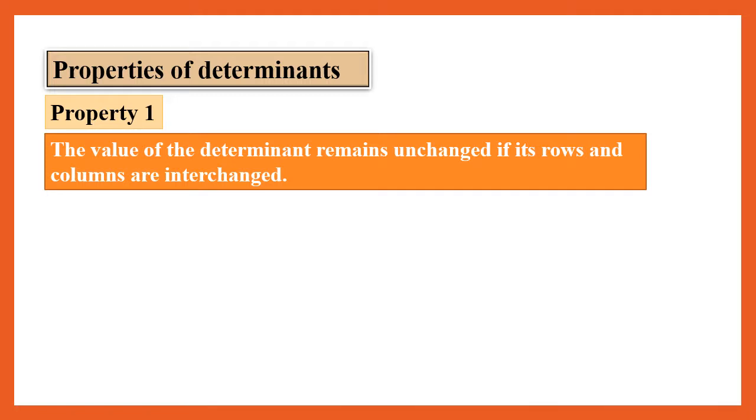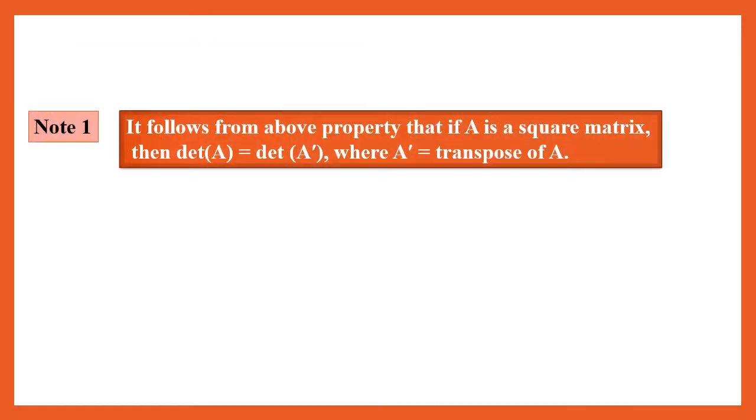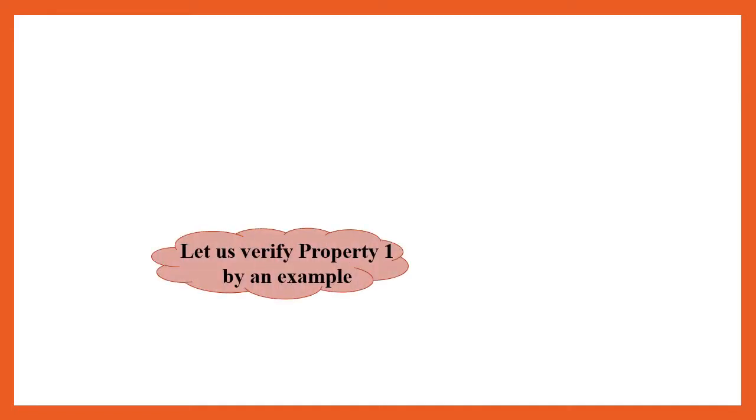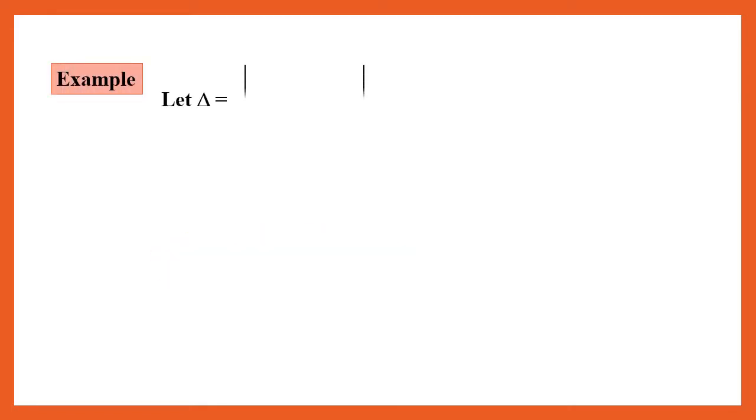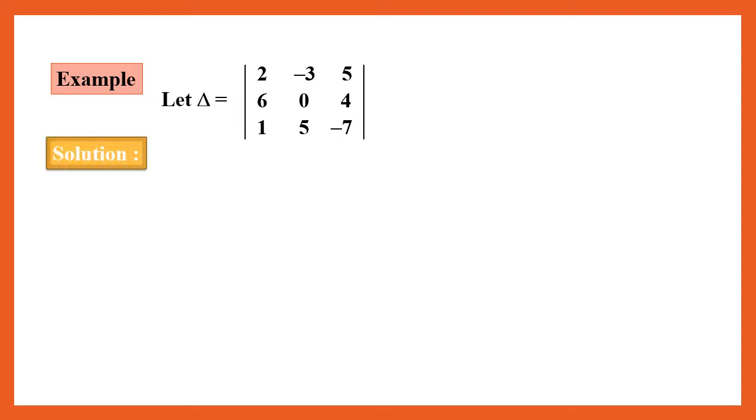The above property can also be written as: if A is a square matrix, then the determinant value of the matrix is equal to the determinant value of its transpose. To understand this property, we will consider one example. So consider delta equals 2, minus 3, 5; 6, 0, 4; 1, 5, minus 7.